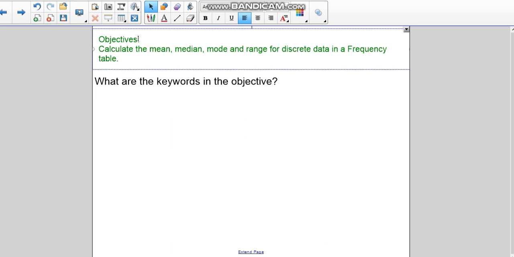So our objective today is to calculate the mean, median, mode and range for discrete data in a frequency table. So just a really quick question, and this again links back to last week, it's a bit of a revision. What are the key words in this objective? So have a think.